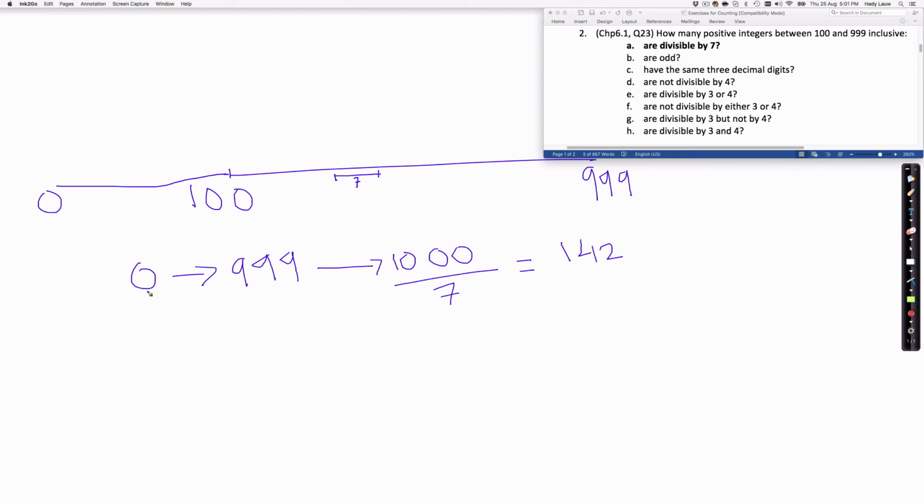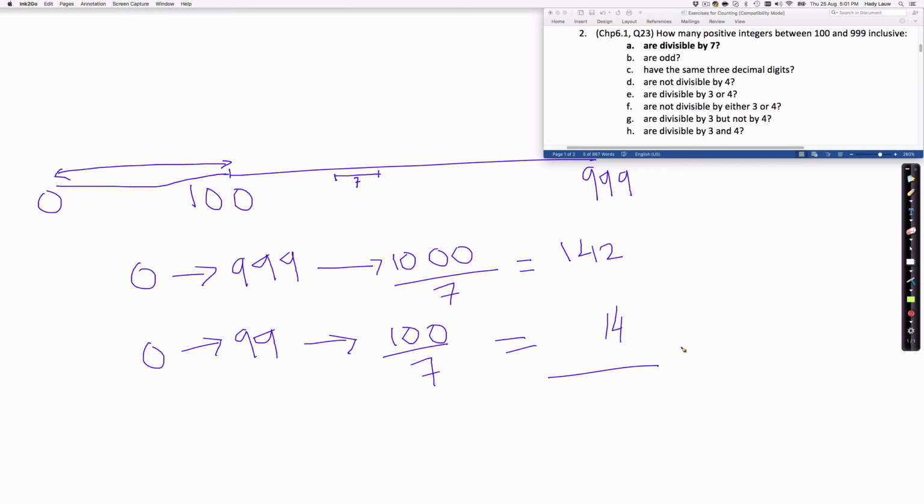Now, this is a range from 0 to 999, but we are only concerned with 100 to 999. So the range from 0 to 99, we want to exclude. The range 0 to 99, which is to be excluded, has 100 integers, and 14 of them are divisible by 7. If you take the difference, 142 minus 14, we have 128. So the answer to 2a is 128.